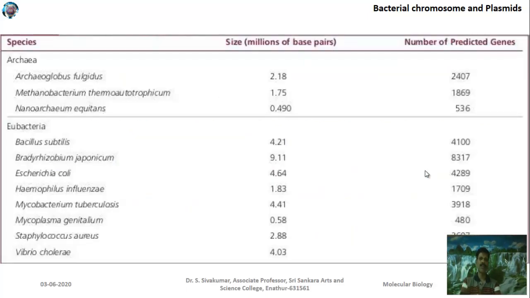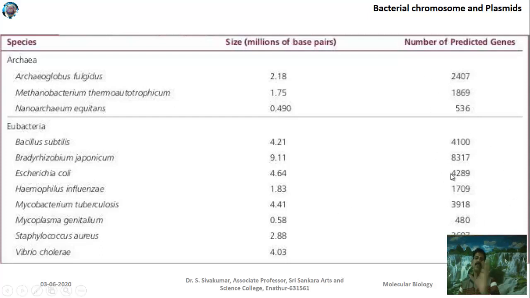Even the table that you are seeing now indicates that the size of the base pairs is very variable. It starts from about 0.49 million base pairs and goes up to 9.11 million base pairs. So this is how the number of base pairs varies.